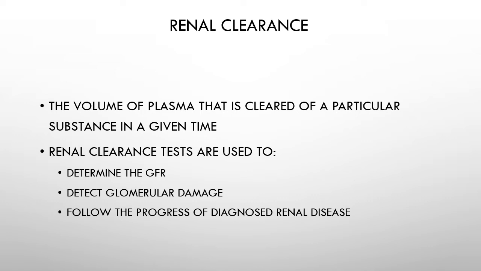We're going to look at the volume of the plasma that is being cleared of a particular substance, meaning what's the level of it in the blood and what's the level of it in the urine. We can look at blood urea nitrogen and creatinine as substances that the kidneys clear, and look at the difference between the two. This is going to be an indirect determination of GFR.